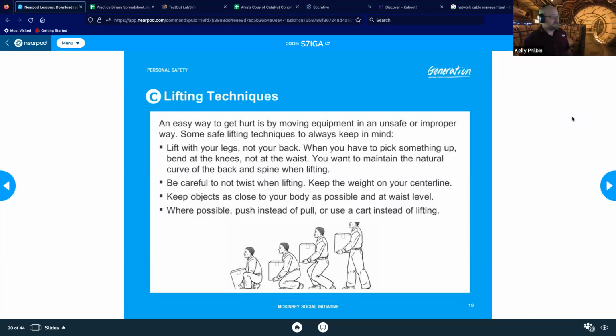So you want to keep the items close to your body when you pick them up, because you want to maintain them as close to your center of gravity as possible whenever you're lifting things. In IT, we may have to lift things up to like 40 pounds. If we're working in a server room, the uninterruptible power supply batteries weigh somewhere between 40 and 60 pounds. They are not light.